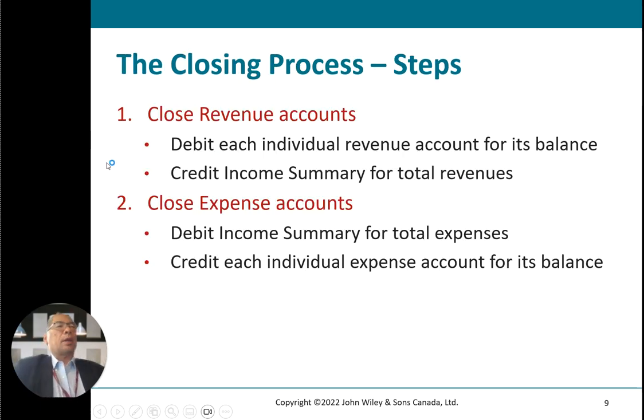And then, number 1, close revenue. What do we have to do? Debit each individual revenue account for its balance, and credit the income summary for total revenues. Number 2, close expense accounts. We debit income summary for total expenses and credit each individual expense account for its balance.